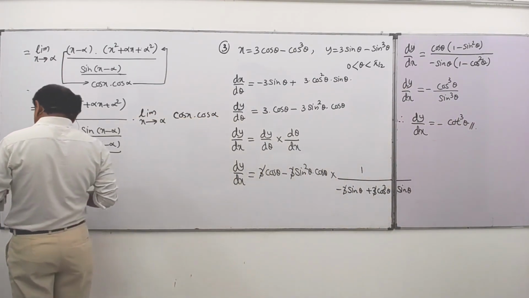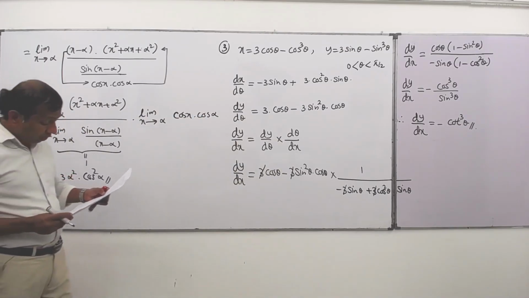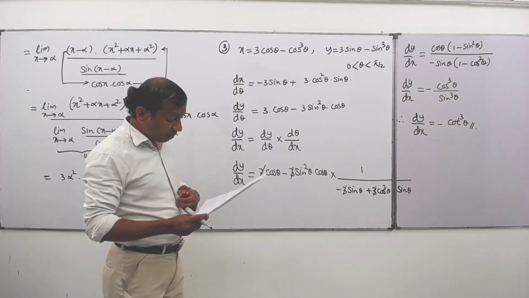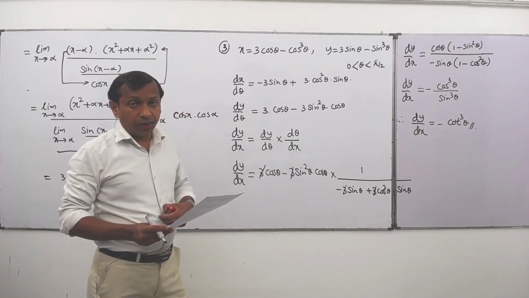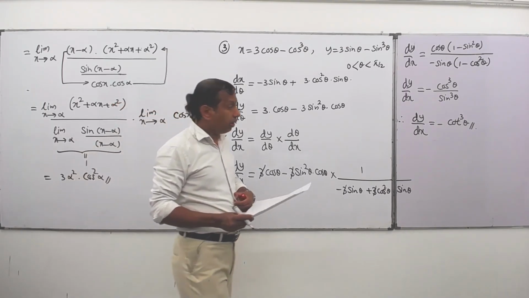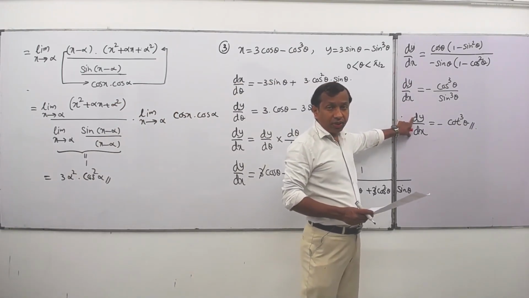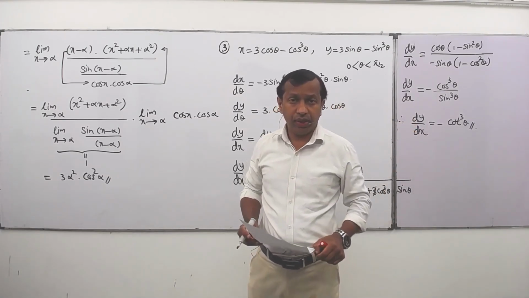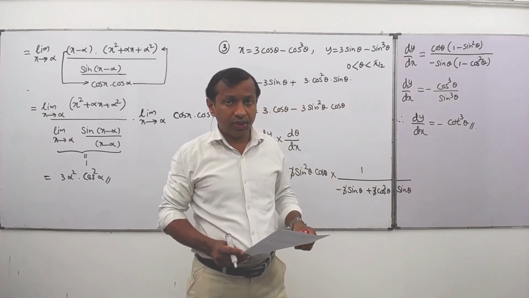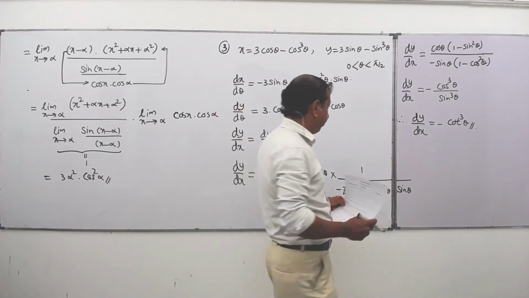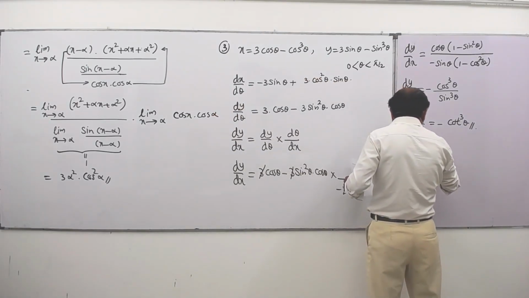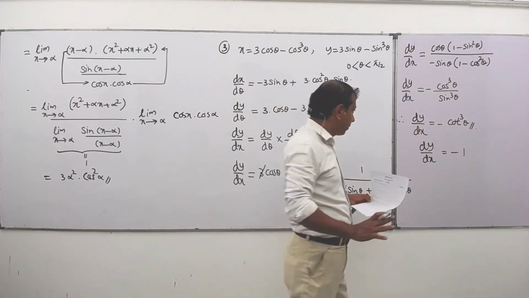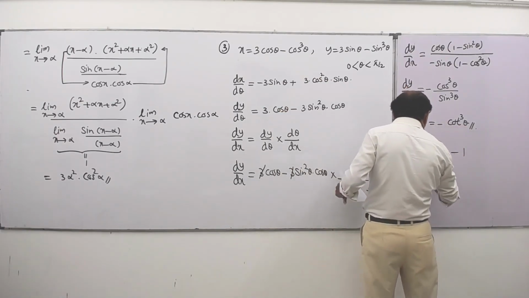Next one asking, find the coordinates of the point P on the curve C at which the gradient of the tangent line is minus 1. Gradient of the tangent line is given by dy by dx. The geometrical meaning of dy by dx is gradient. Now we need this gradient to be minus 1. That means dy by dx should be equal to minus 1, because dy by dx is the gradient function.